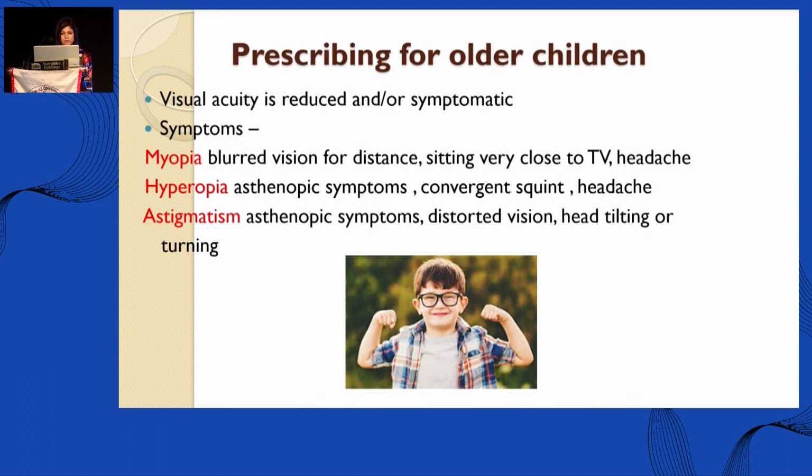Prescribing for older children is a bit different from younger children. The visual acuities come into play and symptoms come into play. Myopic children usually come in with blurred vision for distance, sitting very close to the TV while watching, and headache. Hypermetropia usually comes in with asthenopic symptoms, convergent squint and headache, and astigmatism usually comes in with asthenopic symptoms again and distorted vision, head tilting or turning.